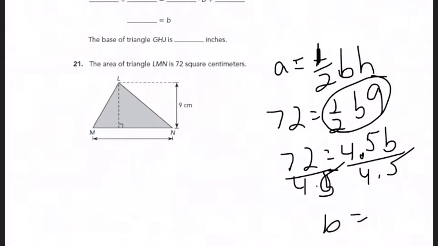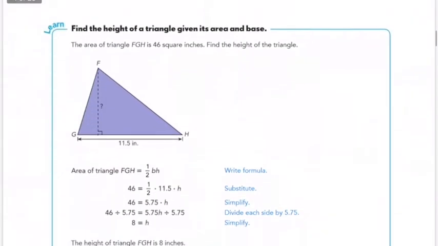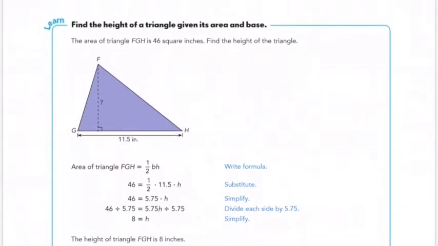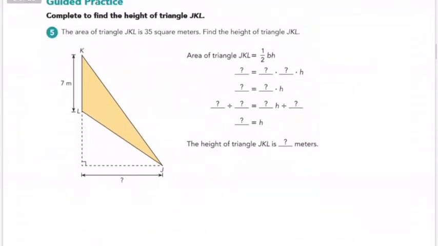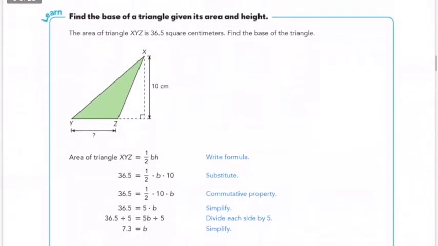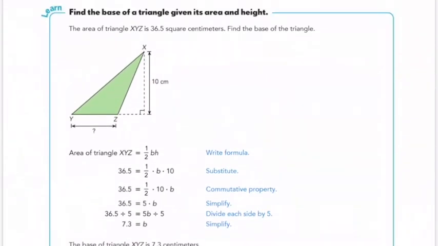And the base will equal, and again, I told you can use a calculator, so you're allowed. Let me just get my calculator. So 72 divided by 4.5, and your answer is 16 centimeters. Okay, let's move on. So this is just an example of how you find the height. We went over this yesterday. It's the same thing. You just substitute for height. So I'm not even going to go over it because we already went over that. Same thing with that one. And that's just finding the base. It's just what we just did.